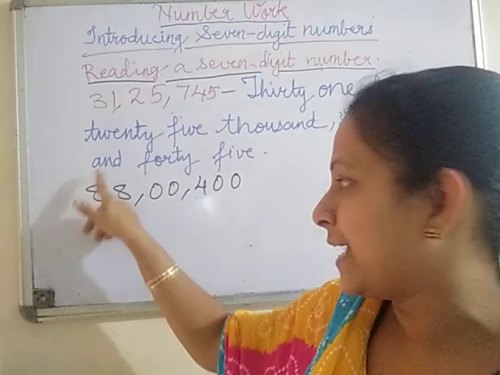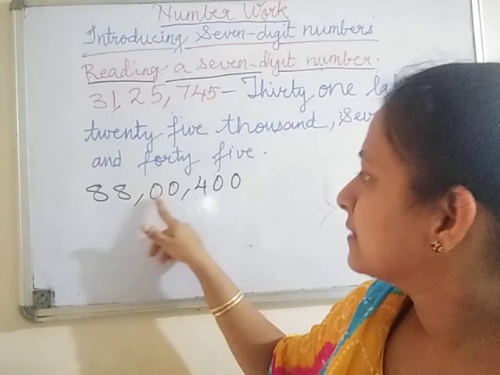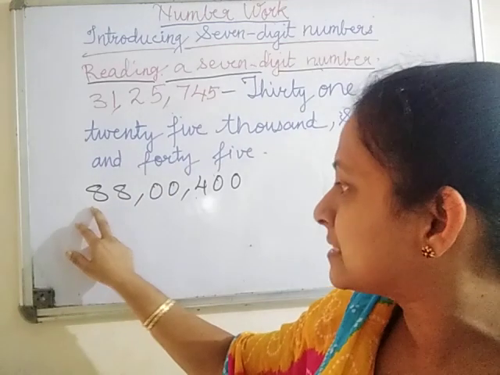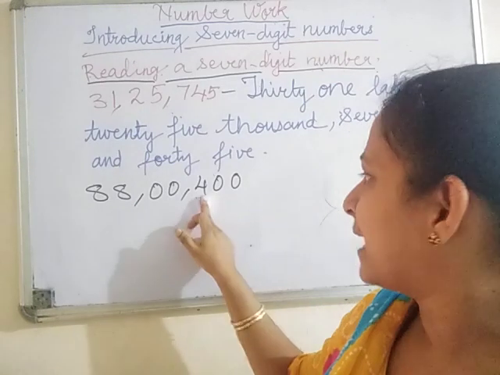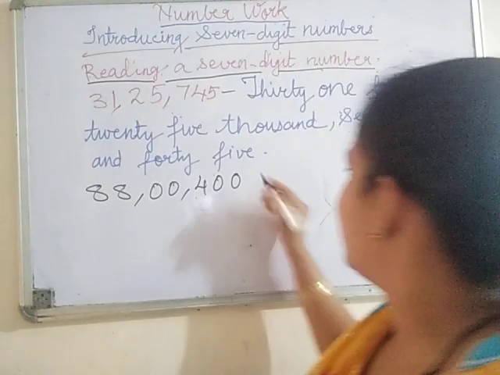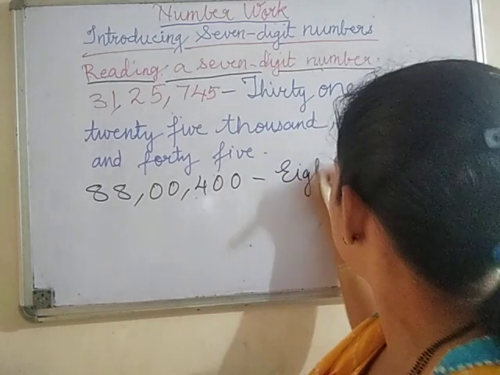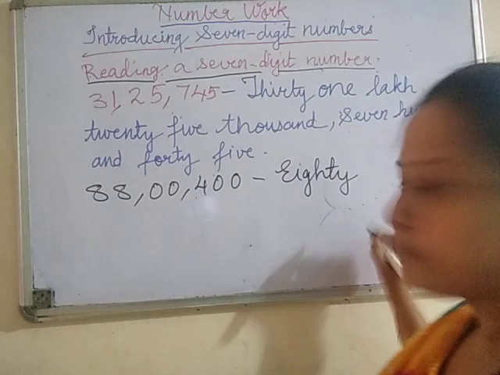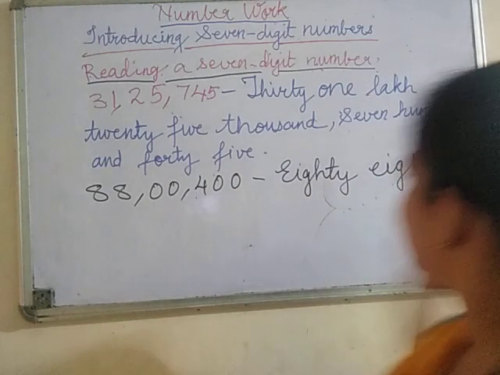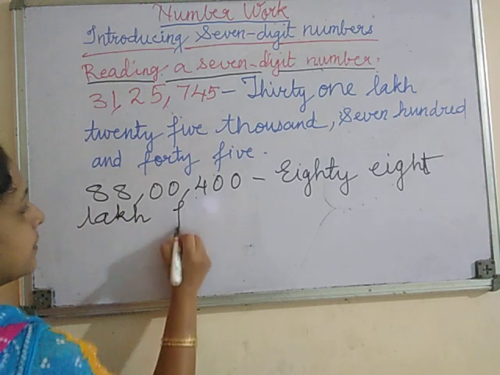So 8 into 10 lakh becomes 80 lakh, and together 88 lakh. In the thousands and 10,000 places there is no value. So how will you read it? As 88 lakh 400 directly. So how are you supposed to write it now? You will write it as eighty-eight lakh four hundred directly.